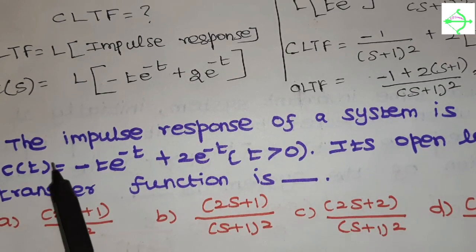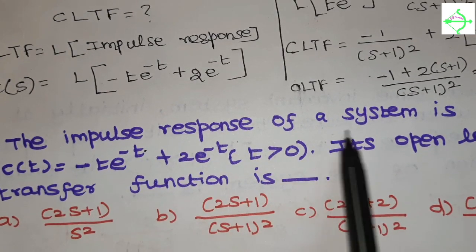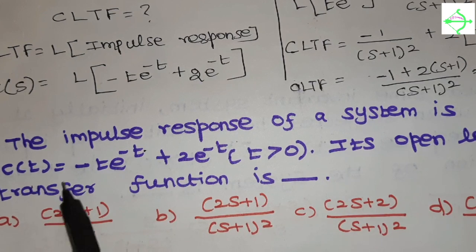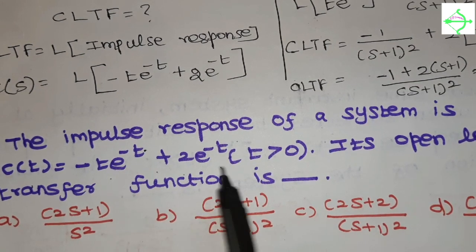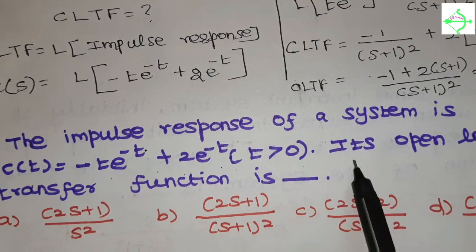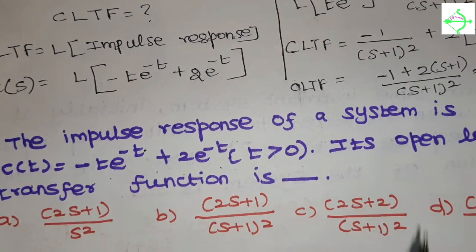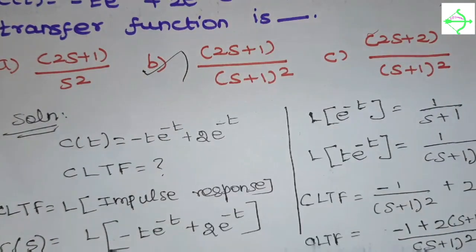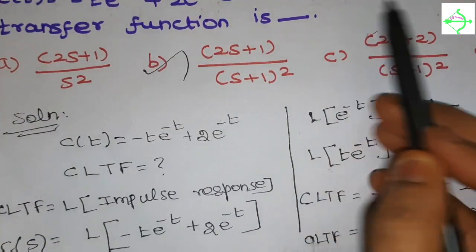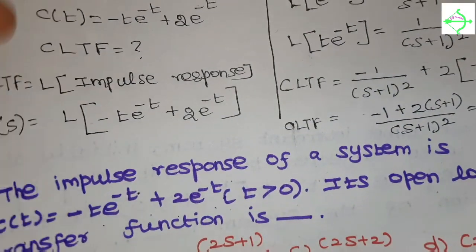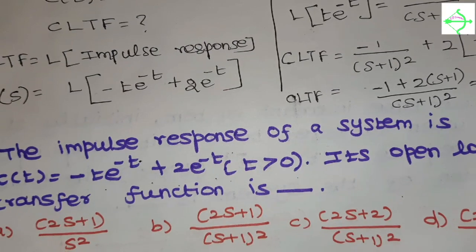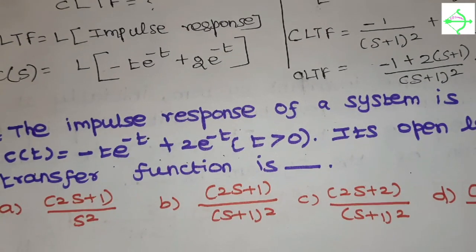Then coming to the next problem, the impulse response of a system is c(t) = -t e^(-t) + 2 e^(-t), where t is greater than 0. Its open loop transfer function is... It's like the previous problem. The same data is given for both problems, where we have found the closed loop transfer function. Here we are going to find out the open loop transfer function. Let's see how to solve this.